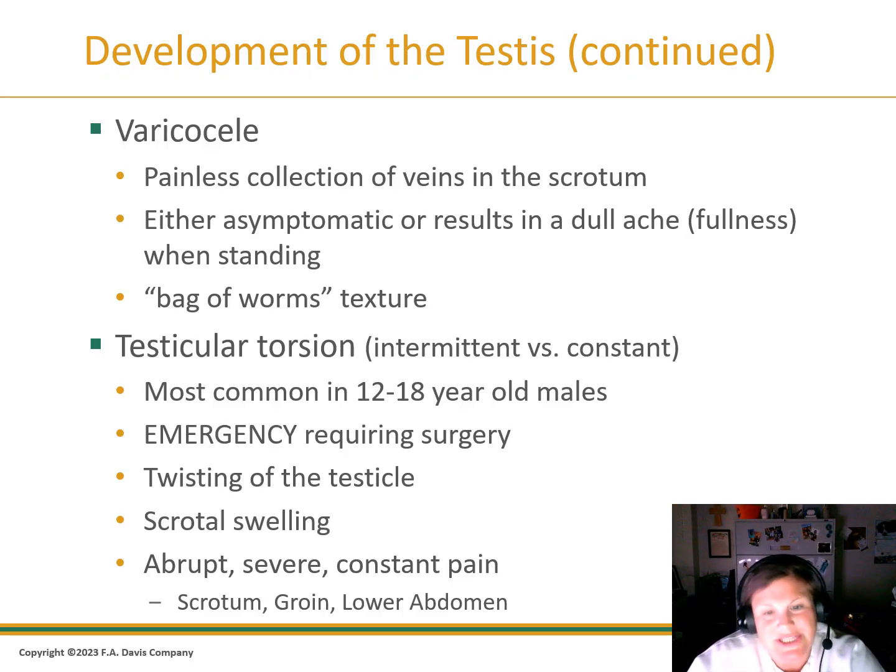It mentions intermittent versus constant in that they can experience not flare-ups, like pain that subsides or there's some relief and then it returns, but in any case it's an emergency that needs to be surgically addressed. This is the one that can be associated with infertility, and individuals are going to be monitored through the teen years because of the need for aggressive surgery if this occurs.